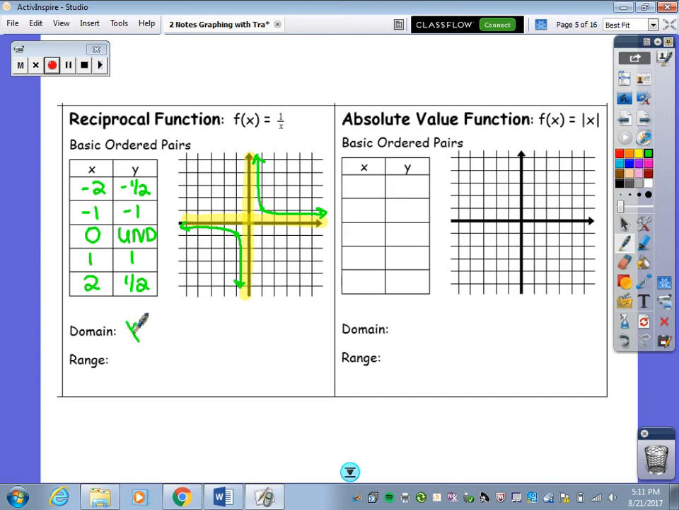Our domain is x does not equal 0. It equals all real numbers besides 0. And our range is y does not equal 0. And it equals all real numbers that are not 0.